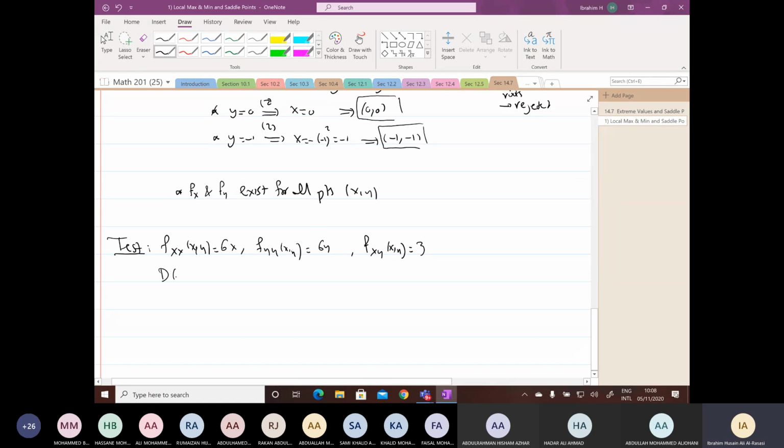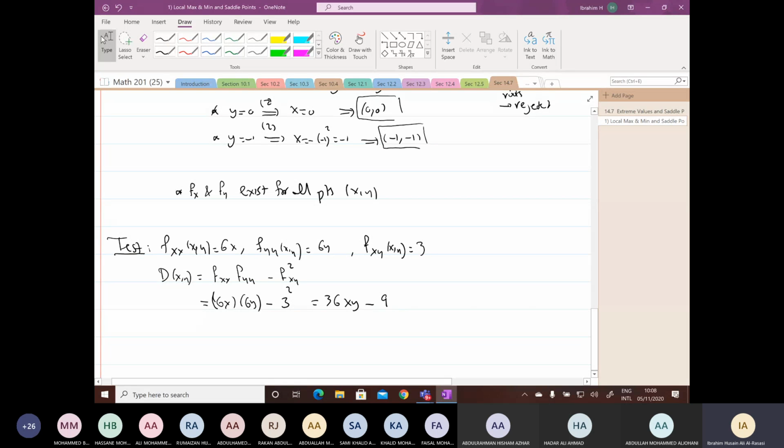Now the discriminant at (x, y) equals f sub xx times f sub yy minus f sub xy squared. When you substitute, you get 6x times 6y minus 3 squared. So this becomes 36xy minus 9. This is the discriminant.